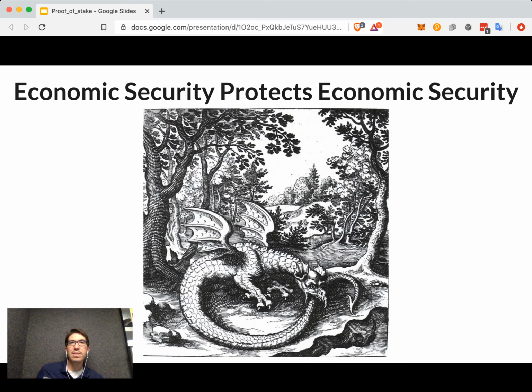So here we can see that instead of having this externality, this proof of work guarding the economic security of the network, we have economic security itself protecting the network, which in some ways is kind of circular, right? The network needs to have enough economic worth and value to protect itself.